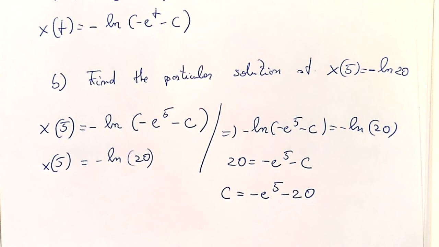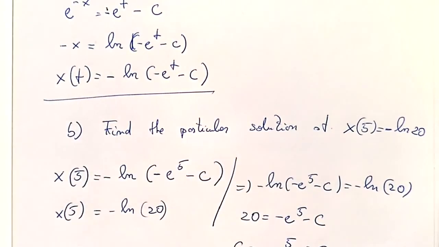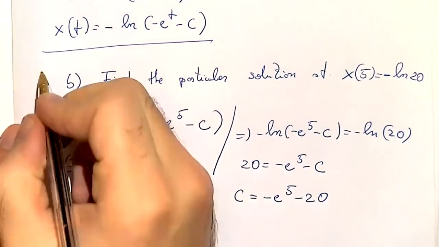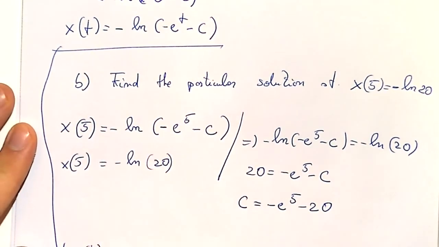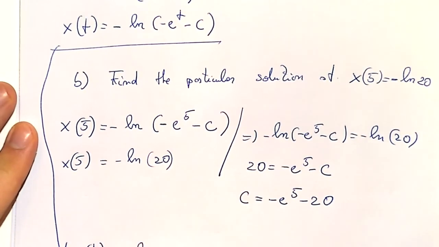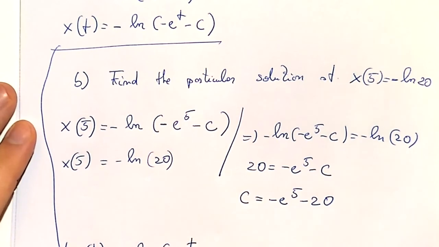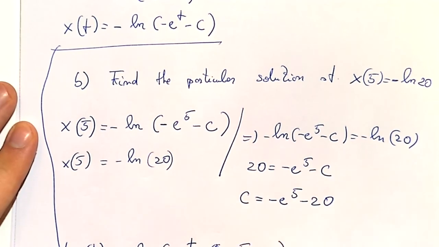Now, once you have this, remember, all your answers in differential equations have to be x of t, have to be of this type. Makes it easier for reading and makes it easier for everything. So whenever you can, just write the one line. All I'm doing right now is I'm going to replace. The particular solution for that is minus log of minus e to the power of t minus the constant, which I just replaced, minus e to the power of 5 minus 20. And this is enough.